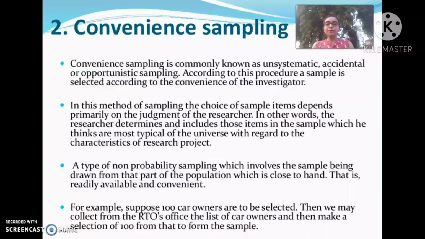A type of non-probability sampling which involves the sample being drawn from that part of the population which is close to hand, that is readily available and convenient. For example, suppose 100 car owners are to be selected. Then we may collect from the RTO's office the list of car owners and then make a selection of 100 from that to form the sample.